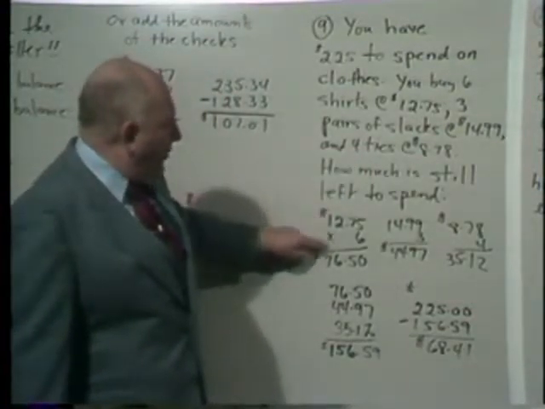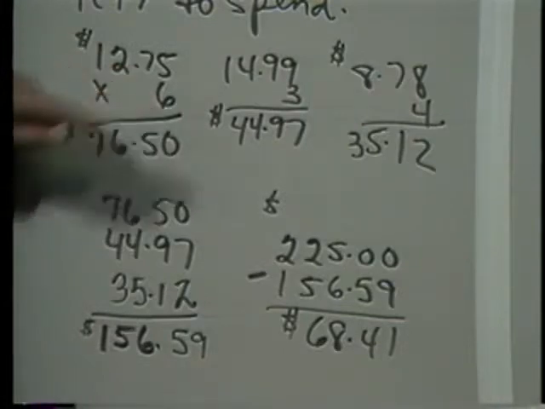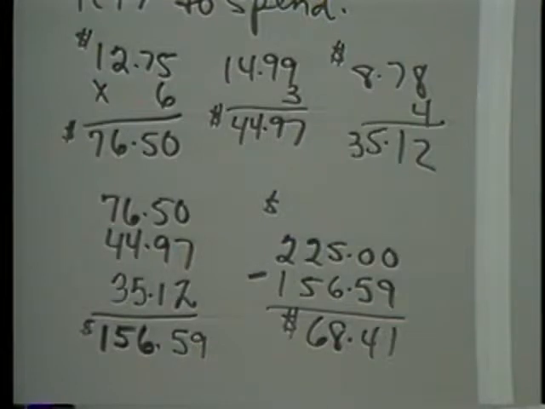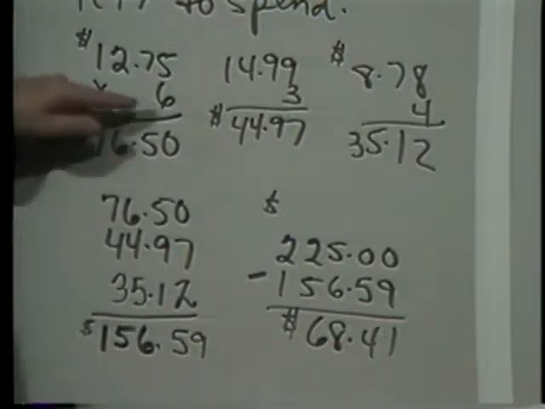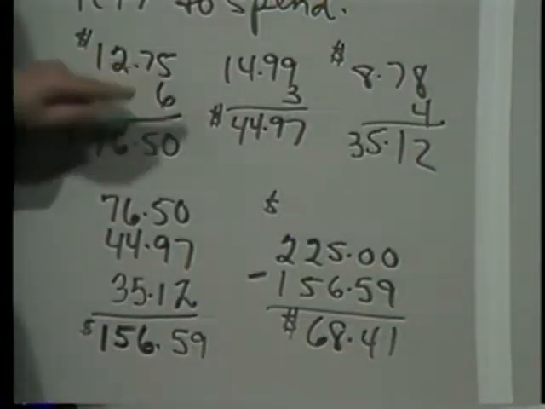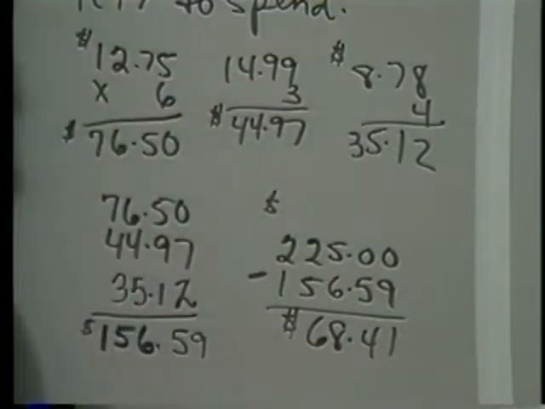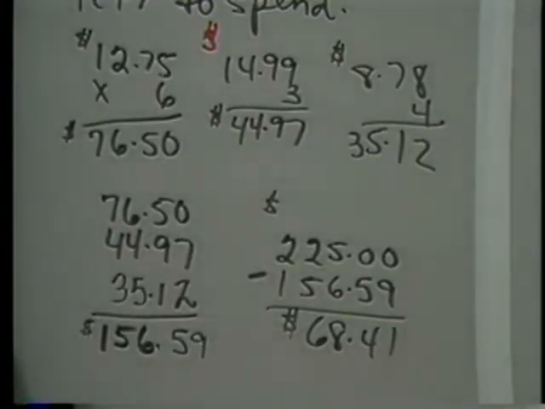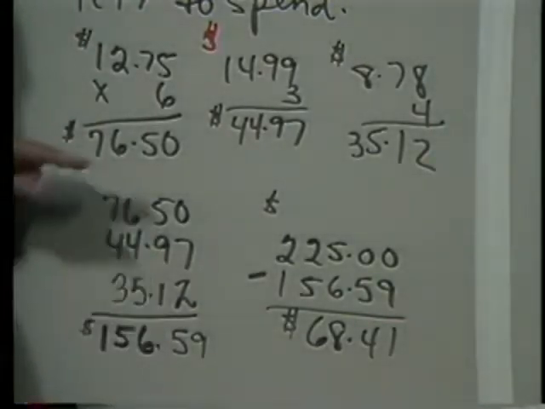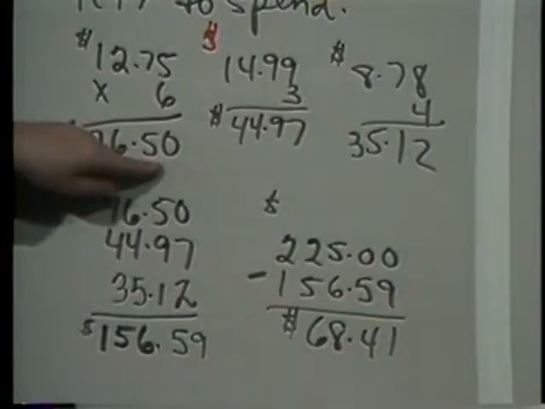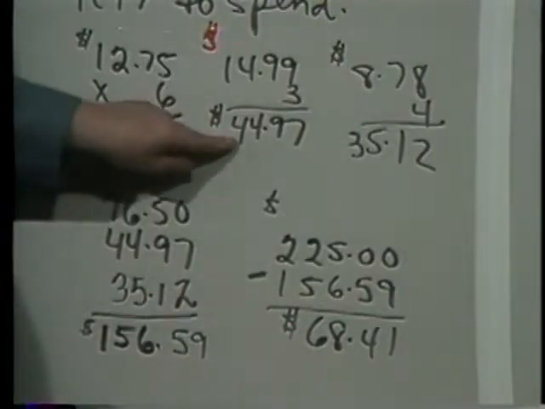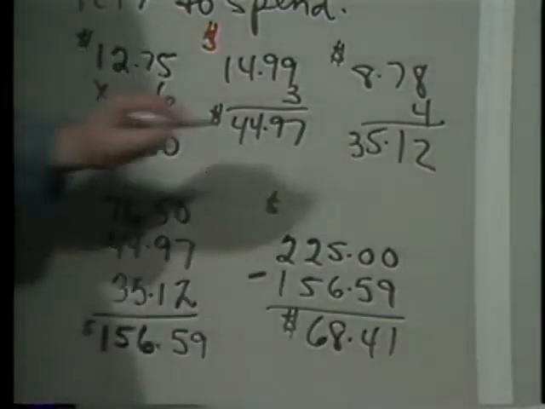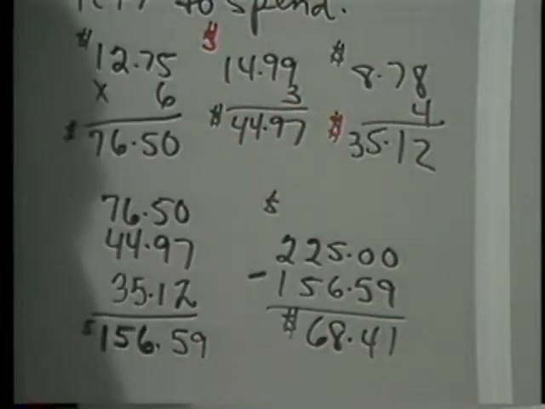So altogether, on the shirts, you spend $12.75 times 6. See, no one is telling you to multiply. You have to figure that out for yourself. You multiply the 6 by the 12.75. You multiply the 3 by the $14.99. You multiply the 4 by $8.78. And what you find is you've spent $76.50 on the shirts, $44.97 on the slacks, and $35.12 on the ties. So how much did you spend altogether?